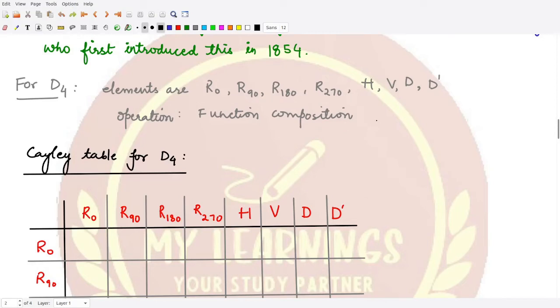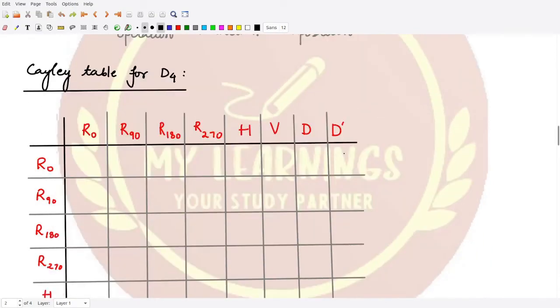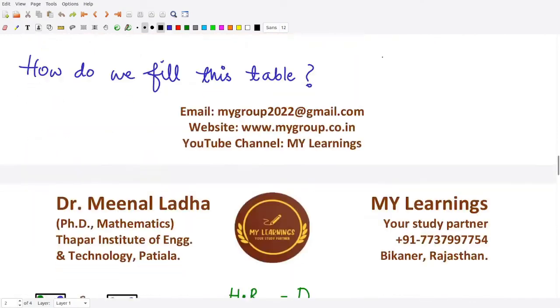So keeping this in mind, we have to fill in this table. As I have told you, to obtain this element here, we have to multiply R90 with R80. So how are we going to calculate this element here? Let's see and proceed.